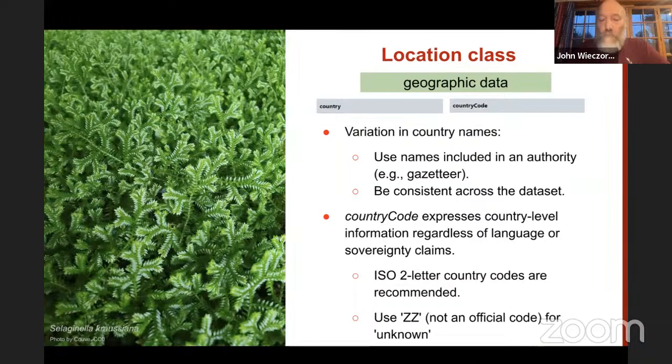the country code field. Then a final note is that when the country is not known, or if there are multiple countries that the location refers to, then we use the code ZZ, which isn't an actual ISO country code, but it's sort of reserved for this purpose of signifying unknown, and we want to use that. So what that means is we always want to fill the country code field.